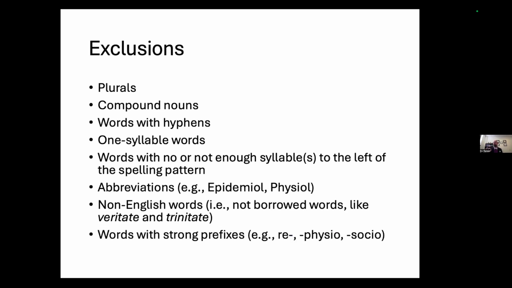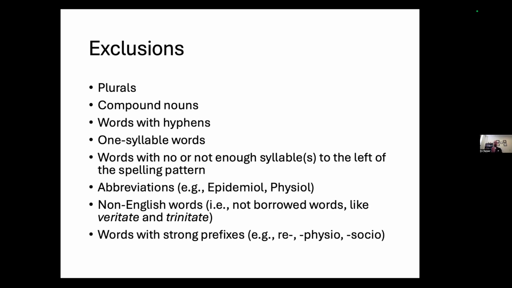So things that I excluded in my Excel sheet were plurals. So I just left out plurals. This included leaving out third person singular of the present tense for verbs. Compound nouns I excluded because those have a different type of stress rule for them. Words with hyphens. I was amazed at just how many words with hyphens came up with more than 100 instances. One syllable words, and then words with no or not enough syllables to the left of the spelling pattern.